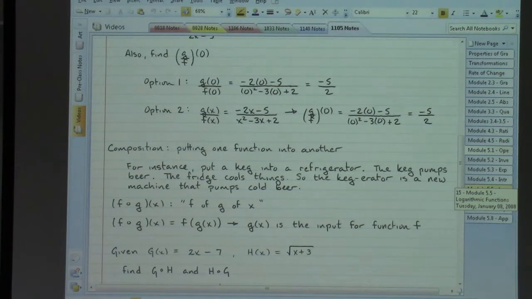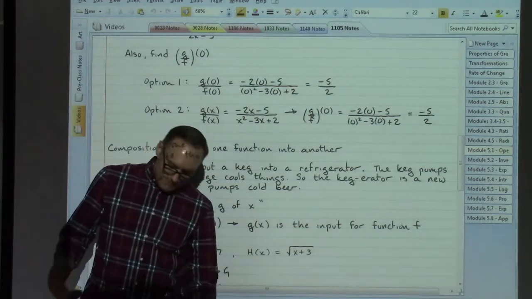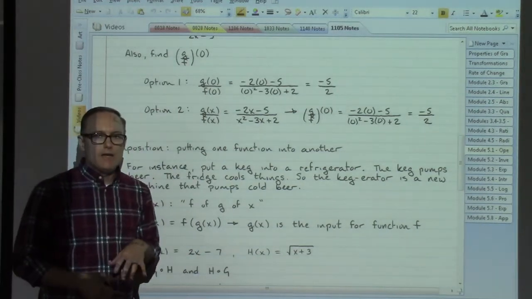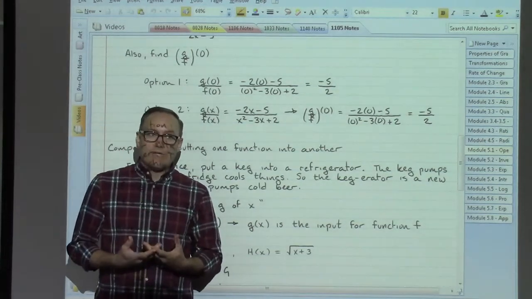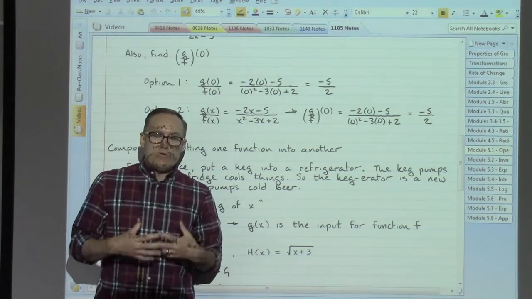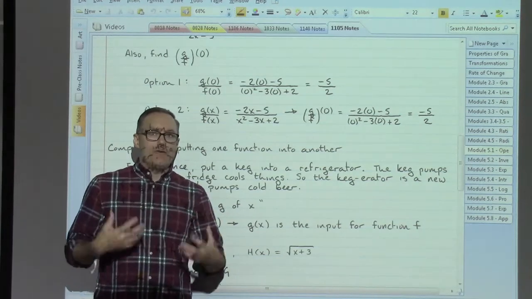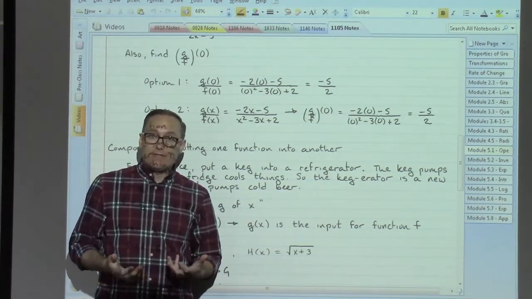The other main thing that we can do with functions is called composition. And that basically amounts to taking a function and putting it inside of another. So instead of taking an x and putting an x value into your function, you can take a whole entire function and put it in place of the x variable.